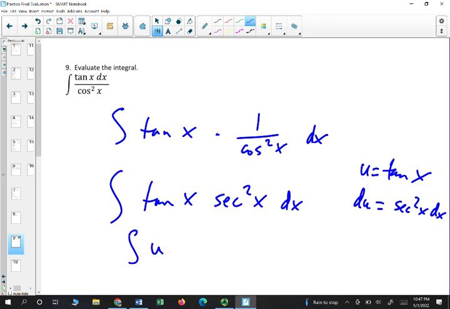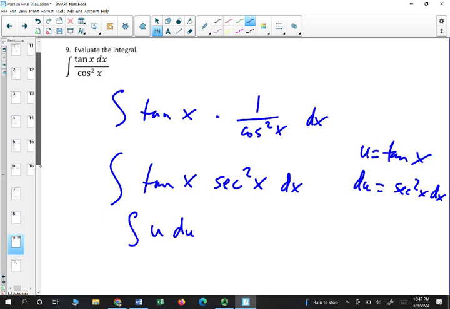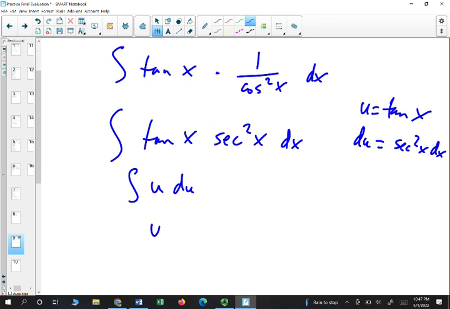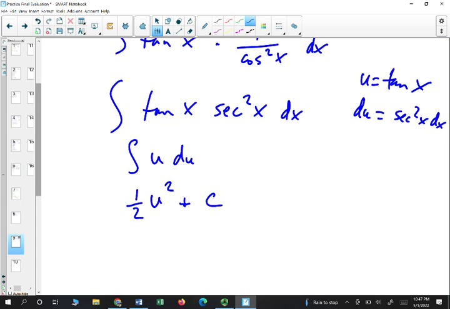Okay, so we would have u du. So integrating that, we would get u squared over 2, plus c. Substitute back in. So 1/2 tangent squared x plus c.